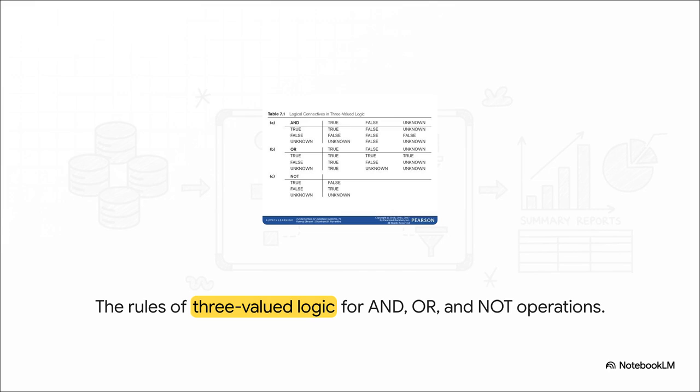So let's look at the AND table. True and unknown gives you unknown, which makes sense, right? The final answer depends on that unknown value. But here's the really clever part. False and unknown always results in false. Now, why is that? Because with an AND operation, if one side is already false, the whole thing is guaranteed to be false no matter what the other side is. This logic is baked right into SQL and it affects every single query you write.